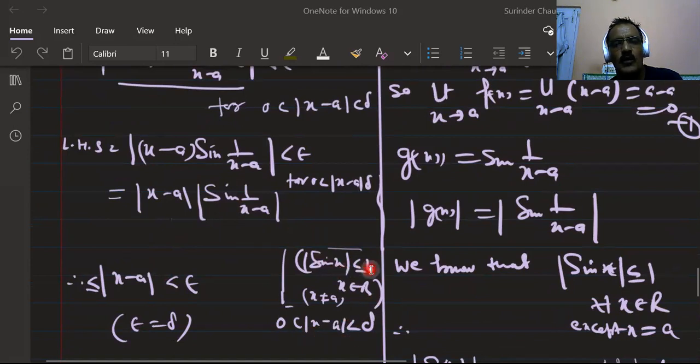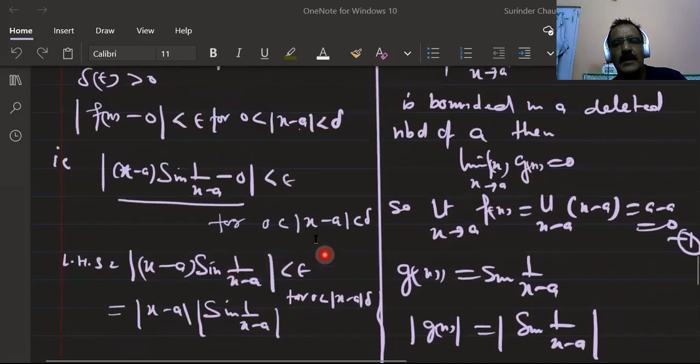Sin x is bounded for all real numbers, therefore bounded in the deleted neighborhood of a. So substituting the value, replacing sin(1/(x - a)) for x not equal to a by 1, this will become less than or equal to 1. So this inequality becomes less than or equal to |x - a|. But this is less than epsilon, since |x - a| is less than delta.